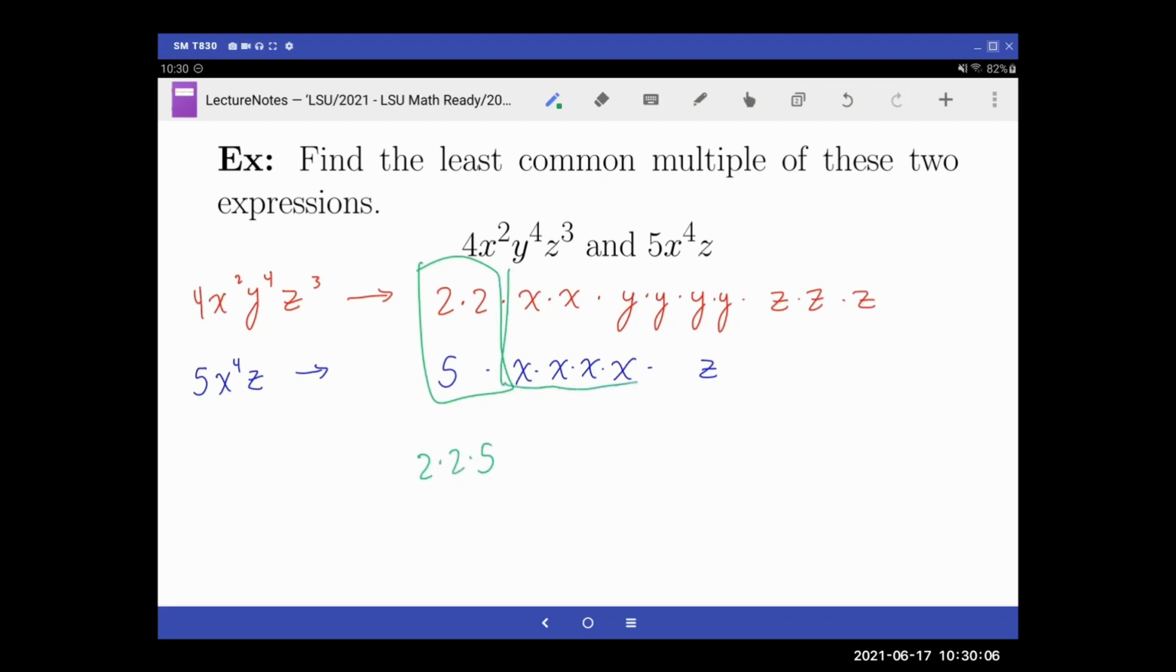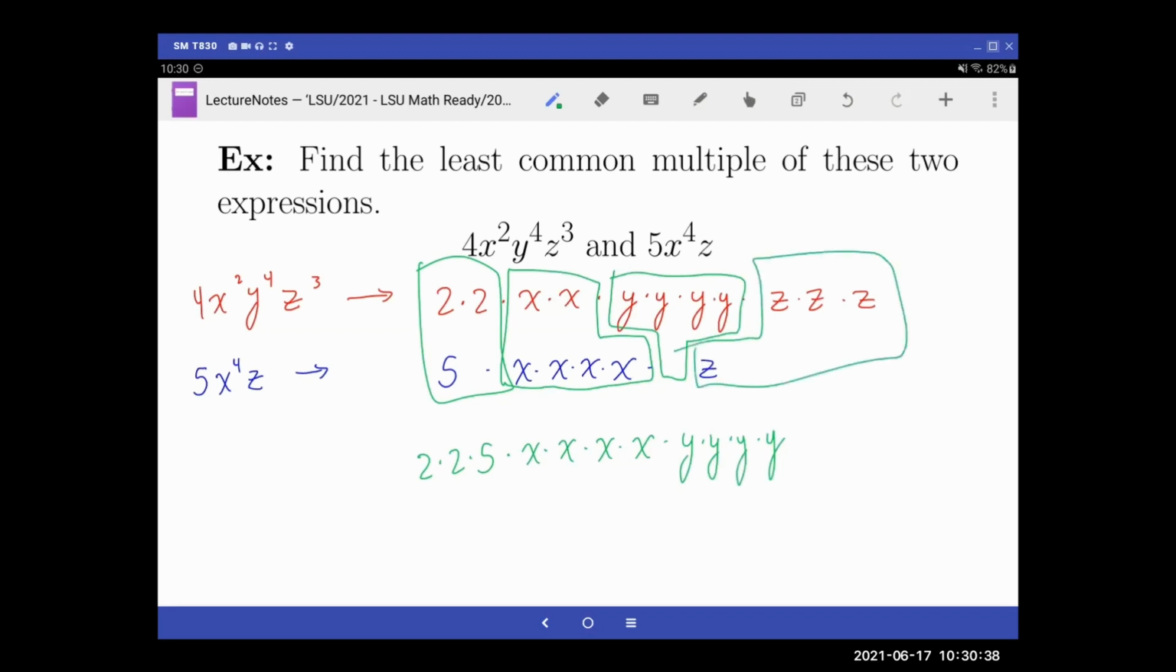For the x grouping here, the bottom one has 4, the top has 2. So whichever one has more is what I'm going to go with. There's 4 x's in the bottom one, so I'm going to go with 4 x's. If I went with the 2 x's, then I'd be excluding 2 x's, right? So I want to go with those. The bottom one has no y's, so I need to make sure I include the 4 y's from the top. And then the last one, we have 3 z's on top, 1 z on the bottom. So which one has more? The top. So I will include all 3 from the top.